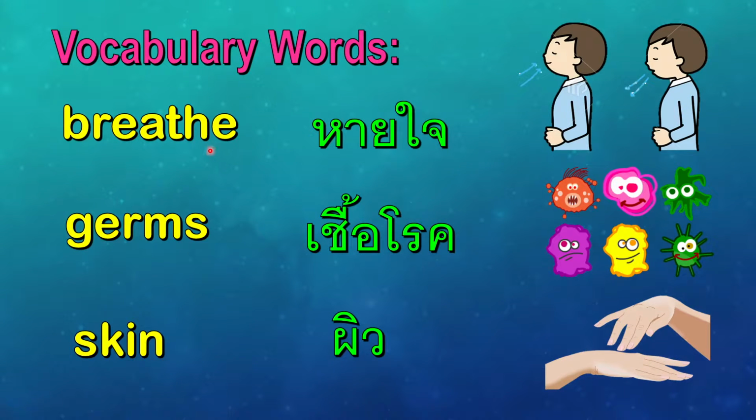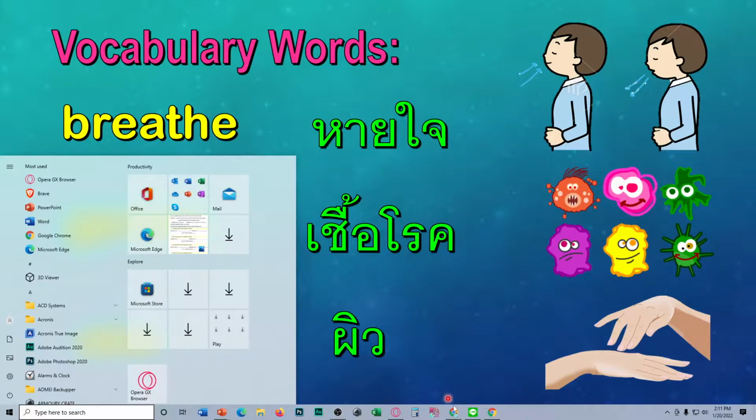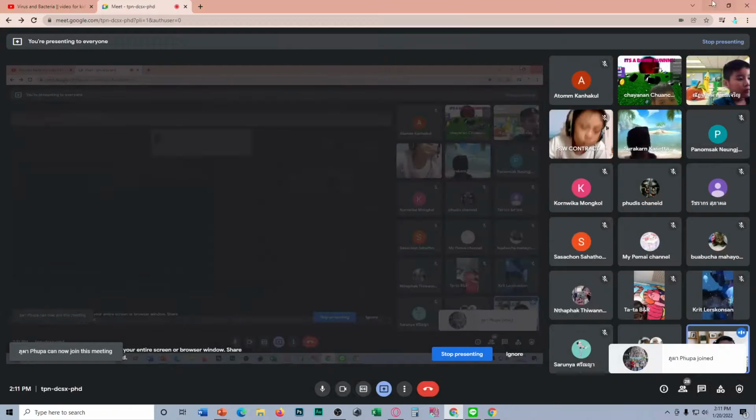Now, when you say breathe, that's the action of inhaling, exhaling. Inhale is when you want the air to get inside your body. When you want the air to come out of your body, that is exhale. Inhale means to get in. Exhale is to come out. Next is germs. There are many kinds of germs. Germs are like bacteria.